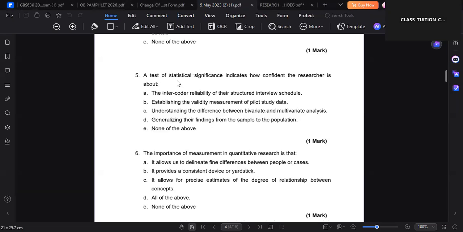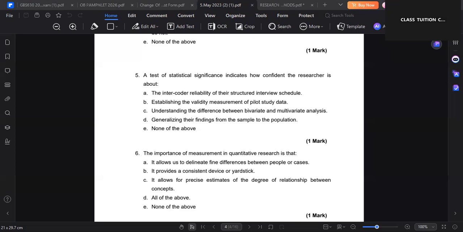A test of statistical significance indicates how confident the researcher is about the intercoder reliability of the structured schedule, establishing the validity of measurement of the pilot study, understanding the difference between bivariate and multivariate study, generalizing the findings from the sample. So our answer, question number 5, is D, generalizing from a sample to a population. That's the significance of statistical significance. So it shows whether the results from the sample can be applied to a wider population.